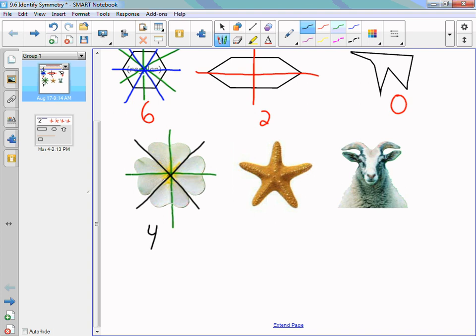With the starfish, you can go right down each spine for a total of 5. And lastly, with the goat, we have 1 right down the middle. And that's line symmetry, just looking for where you can fold it.